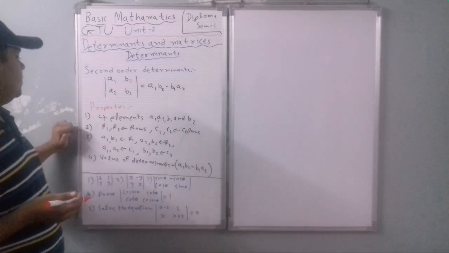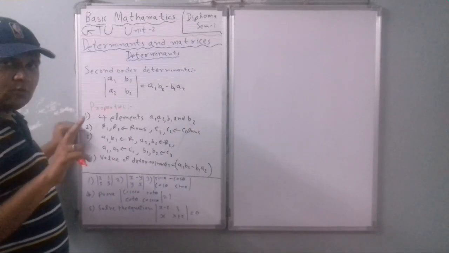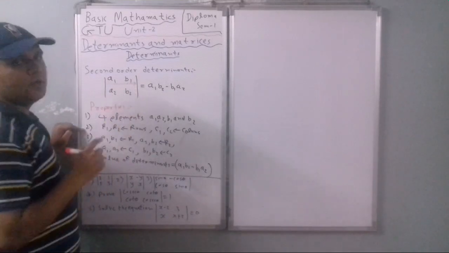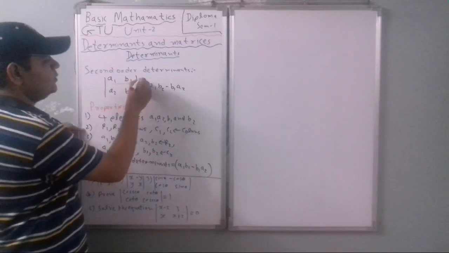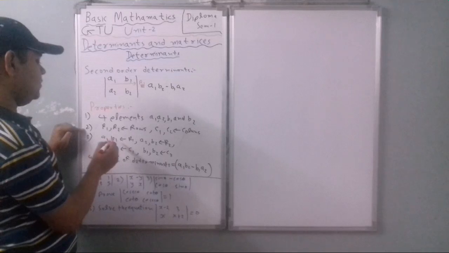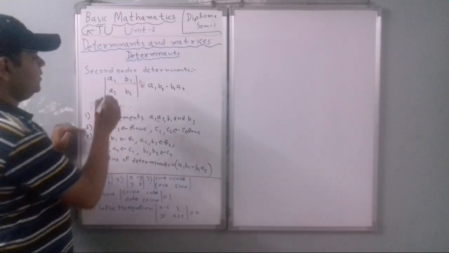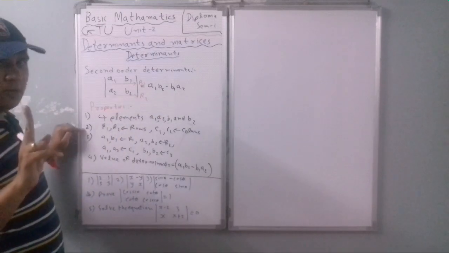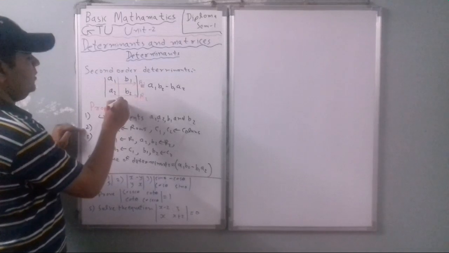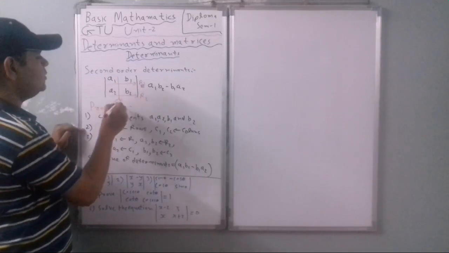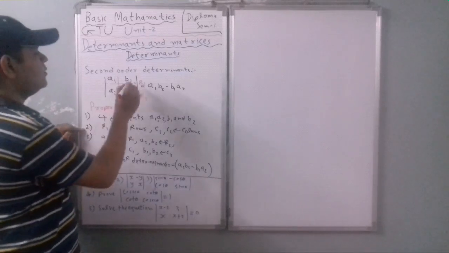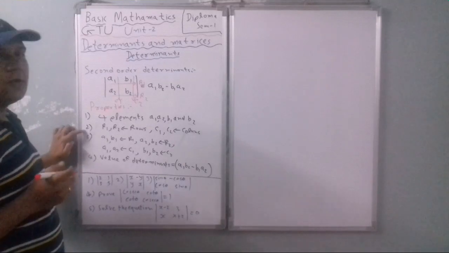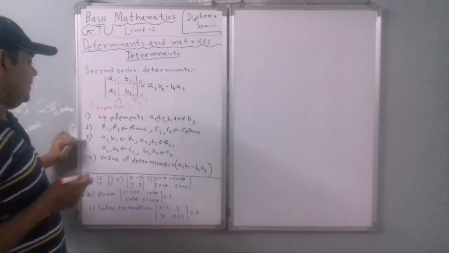Second, there are two rows and two columns. A1, B1 is row number 1. A2, B2 is row number 2. There are two columns. A1, A2 is column number 1. B1, B2 is column number 2. Okay, second property complete. Third property.